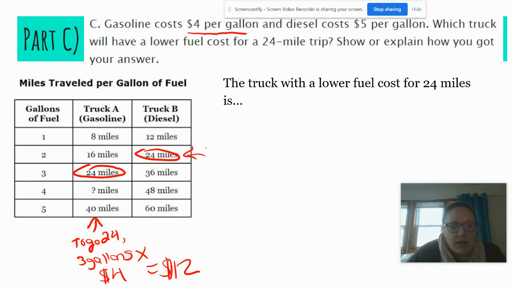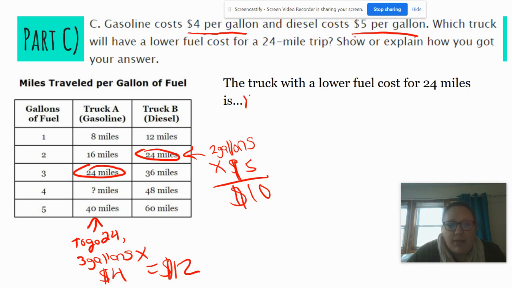Truck B uses 2 gallons to go 24 miles. 2 gallons, and it's diesel, so times $5 per gallon, would give us $10. So the truck with the lower fuel cost for 24 miles is truck B.